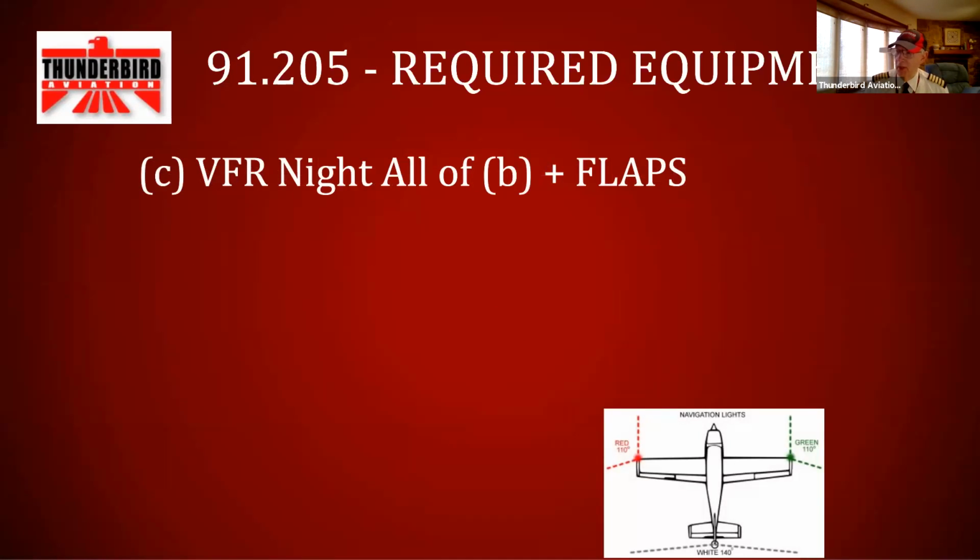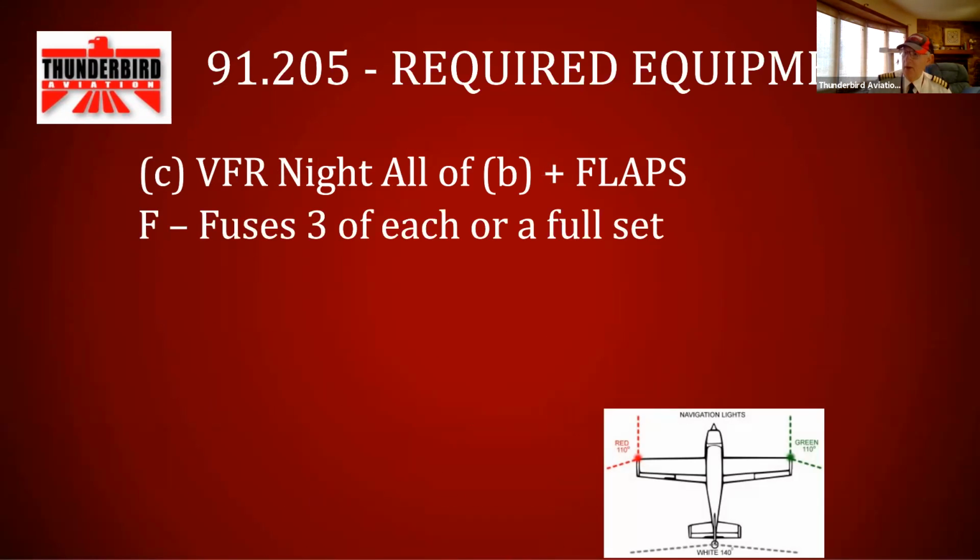So then, if you're flying VFR at night, you need everything that we just talked about, all of A TOMATO FLAMES, plus all the stuff in the word FLAPS. The F is fuses. If there are fuses in the airplane that the pilot can get at, then you must carry 3 of each type or 1 full set. Now, a fuse, for those of you who don't know, is one of those things that governs the amperage in the airplane. If too many amps are flowing through a circuit, there's a little wire inside the fuse. The wire gets hot, the wire melts, and the electricity stops flowing. The only way to get the electricity flowing again is to take out the bad fuse and put in a new fuse.